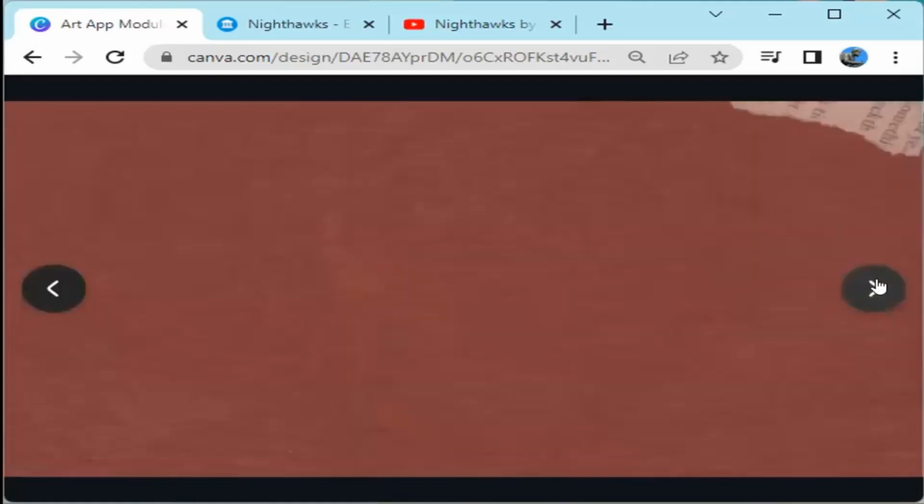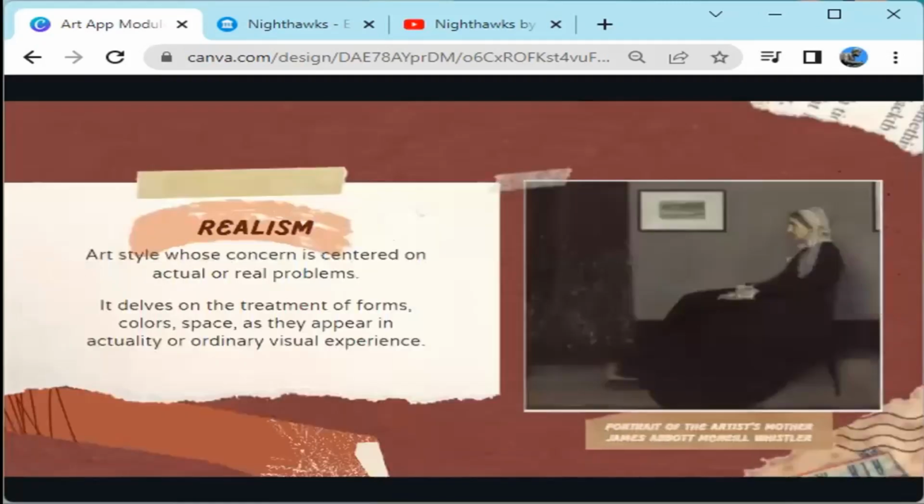And then, another is realism. Realism as an art style is concerned and centered on actual or real problems. Now, it delves on the treatment of forms, colors, space, as they appear in actuality or ordinary visual experience.